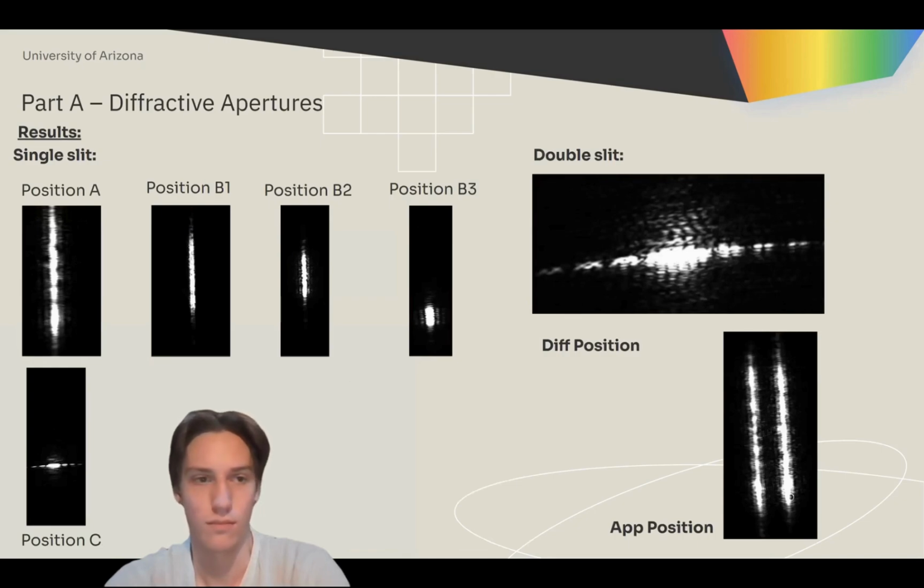So for the single slit, what we did is that we got position A and position C. And in between there, we got three different positions, position B1, 2, and 3. And if you notice, as we move from position A to position C, the diffraction pattern started shifting from long, to more so vertical. As for the double slit, it completely went from being horizontal to vertical.